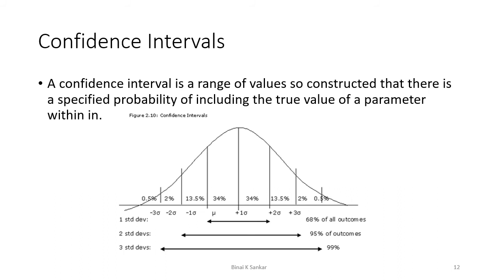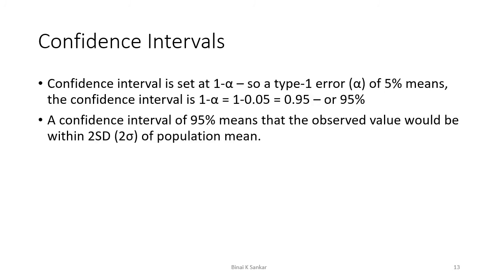Confidence intervals. A confidence interval is defined as a range of values so constructed that there is a specified probability of including the true value of a parameter within it. In simple terms, it tells you how much confidence you have that the actual value from the population would lie within the range that is found by you. We'll go to the next slide to understand this.